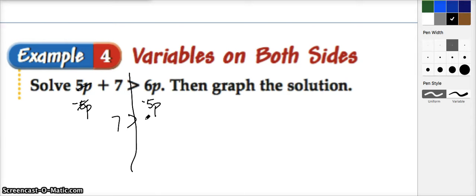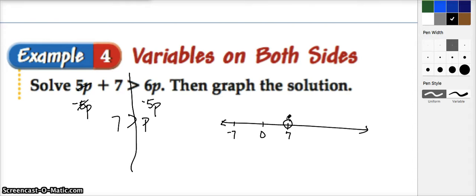6p plus -5p is just p. So we've isolated p. 7 is greater than p, or I could say p is less than 7. When I graph this, I'm concerned with the number 7 on the number line, so I'm going to go there immediately.